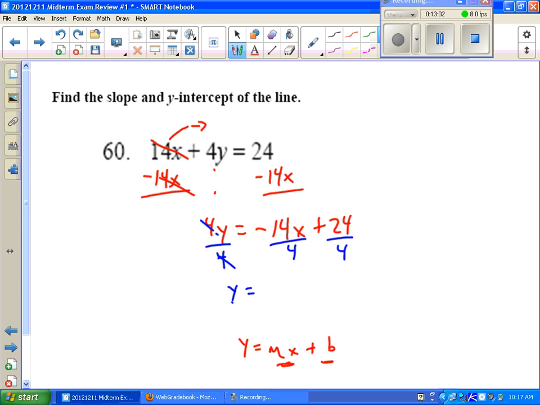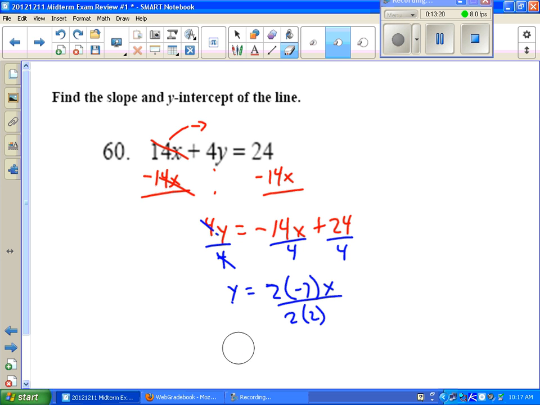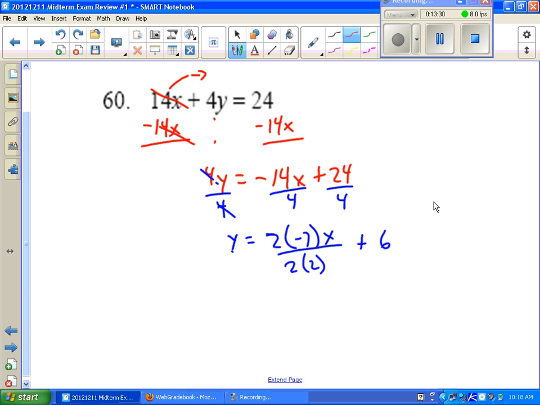Now 14 doesn't divide evenly by 4, but the number 2 goes into both. Negative, it's actually, we'll write it out this way where we can see it a little better. 2 times negative 7x over 2 times 2. I'm going to erase this bottom part where we don't get confused. And then 24 divided by 4 is plus, that one is an even number, or an integer, I should say, plus 6. When you're simplifying, 2 divided by 2 will cancel out. So what you have is negative 7 over 2x plus 6, just bringing the stuff straight down, equals y.